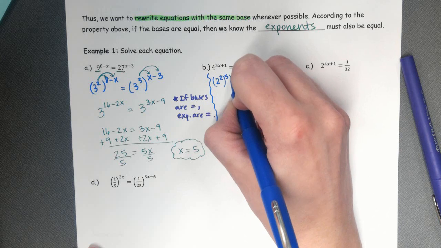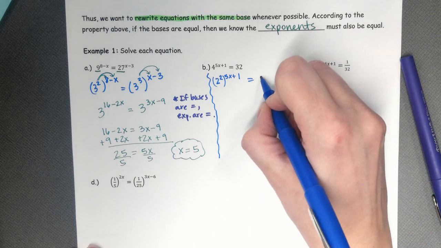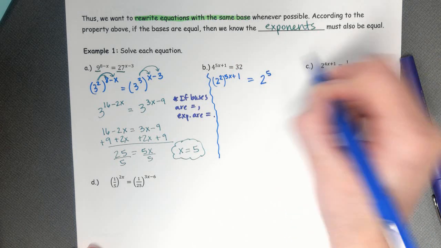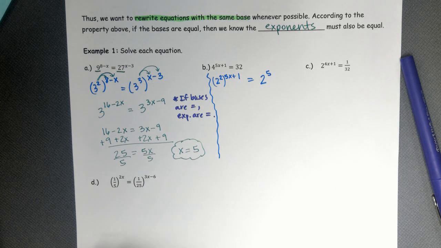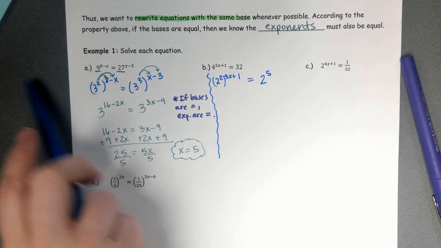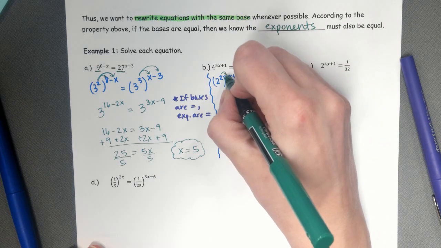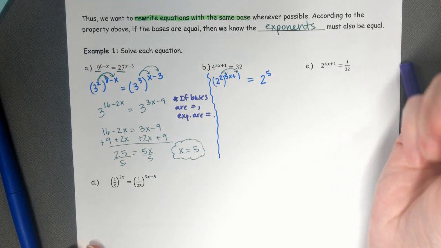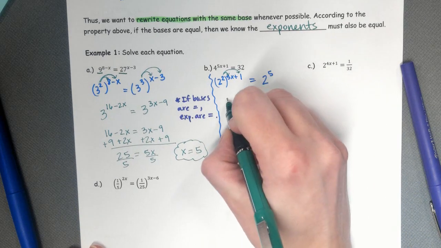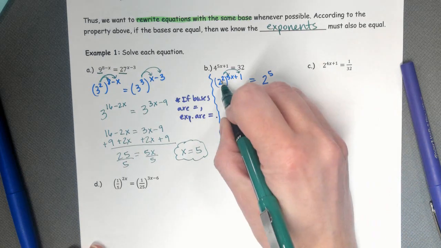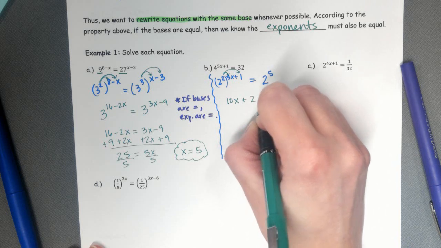Squared. Okay, and then 2 to the 5th. All right. Now, I'm also fine once you rewrite the same base, if you want to distribute and then put the exponents equal, that's fine. So 2 times 5x is 10x. 2 times 1 is 2.